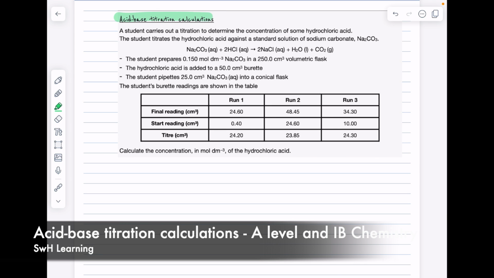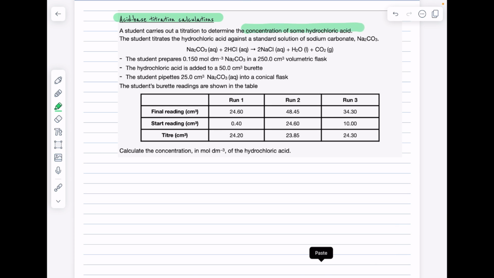Acid-base titration calculations. A student carries out a titration to determine the concentration of hydrochloric acid. The student titrates the hydrochloric acid against a standard solution of sodium carbonate. The student prepares 0.15 mol dm⁻³ sodium carbonate in a 250 cm³ volumetric flask.